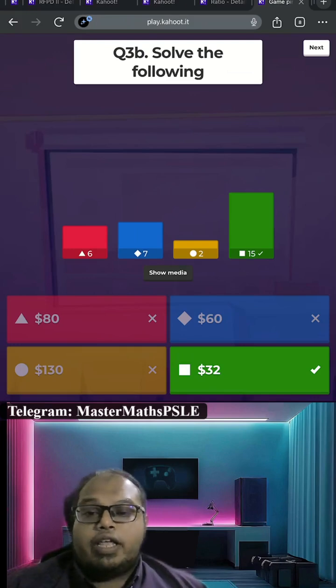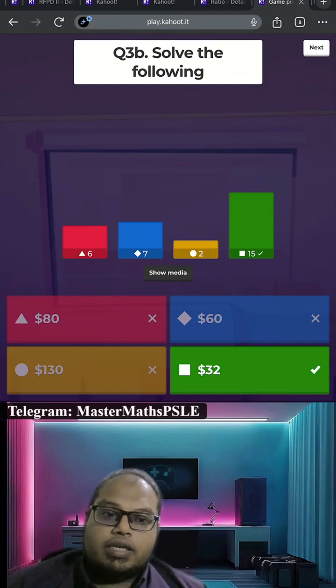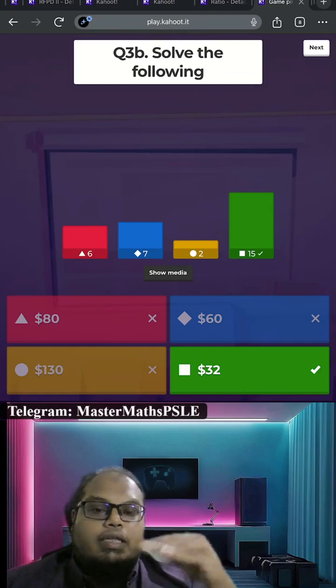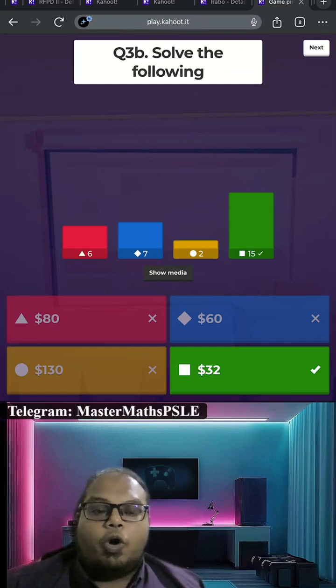So you can either calculate it individually, get the units that are reduced, or you can just multiply the units by 2 also.